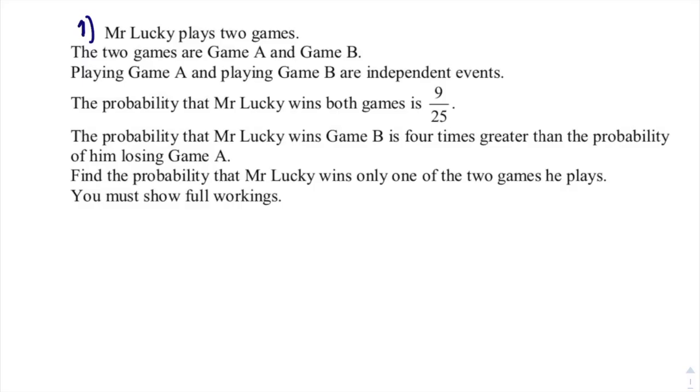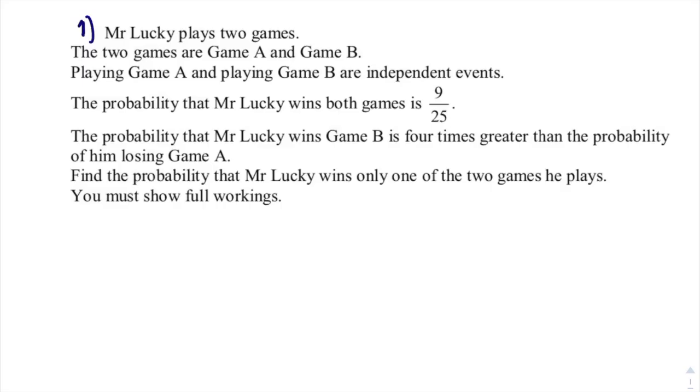So it says, Mr. Lucky plays two games. The two games are Game A and Game B. Playing Game A and playing Game B are independent events. The probability that Mr. Lucky wins both games is 9/25. The probability that Mr. Lucky wins Game B is 4 times greater than the probability of him losing Game A. Find the probability that Mr. Lucky wins only one of the two games he plays. You must show full workings.